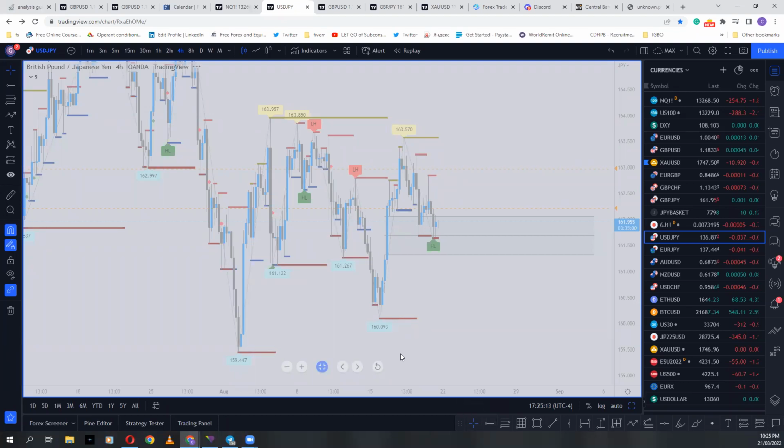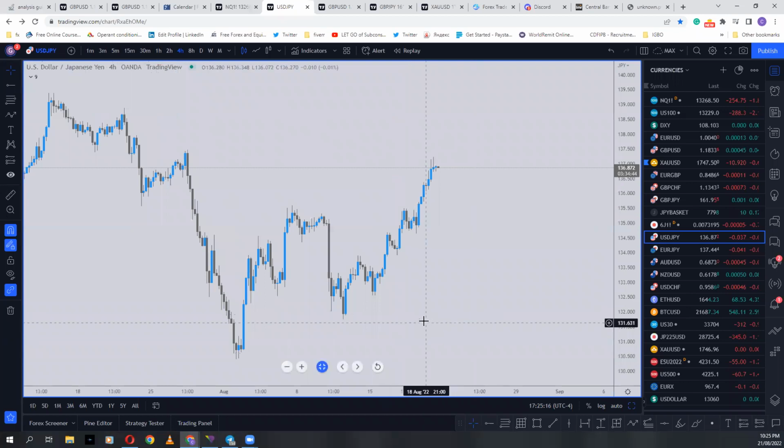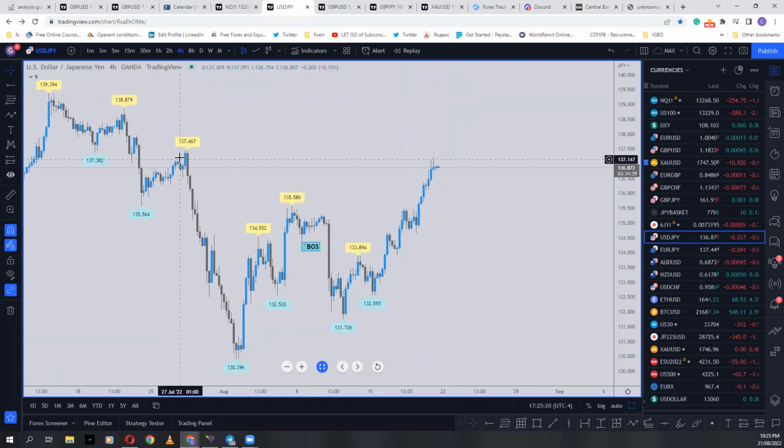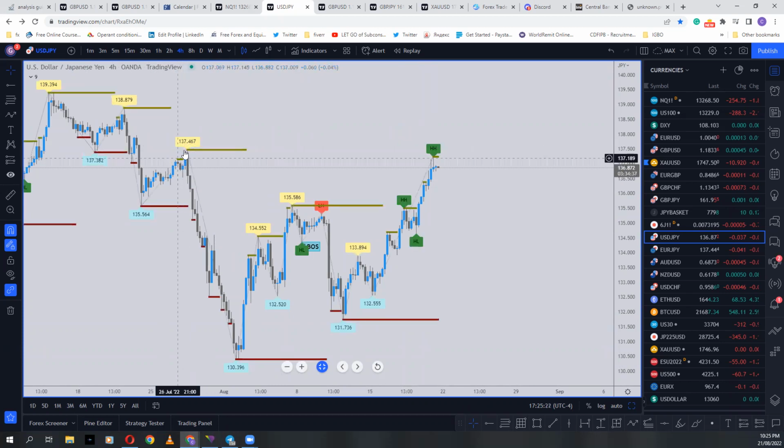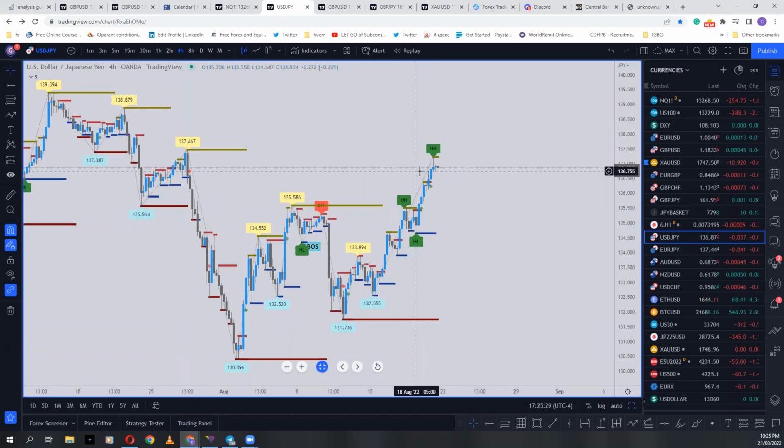So looking at the Dollar Yen, you can already see clearly where price is. This is an unmitigated bearish order block. So this might give a good opportunity for a counter move down before a continuation to the upside. But this pair is bullish. You have to bear that in mind. This pair is bullish, so any move down might be an opportunity to go long.